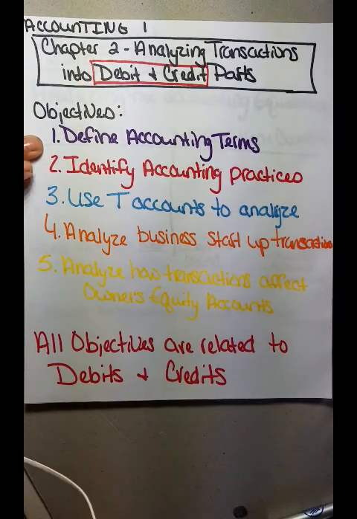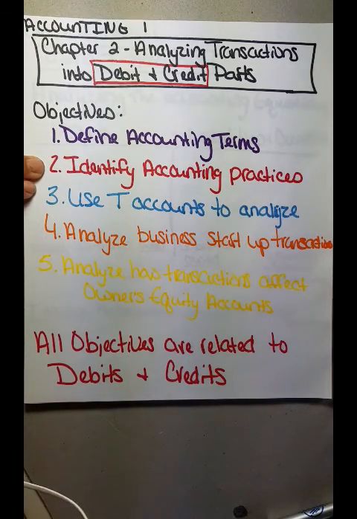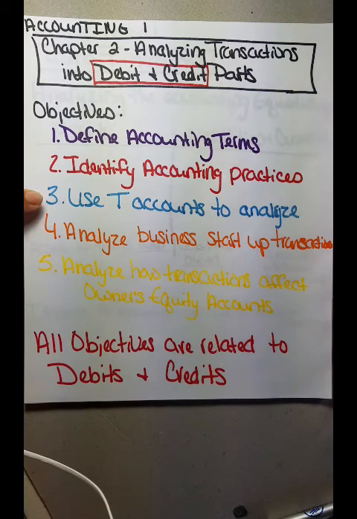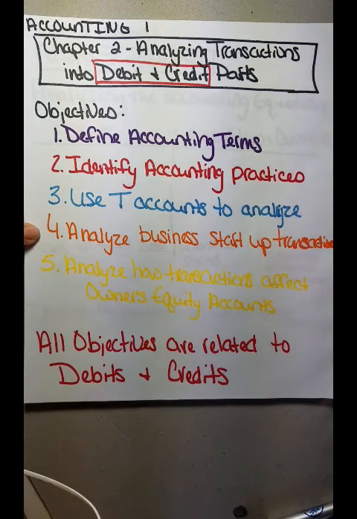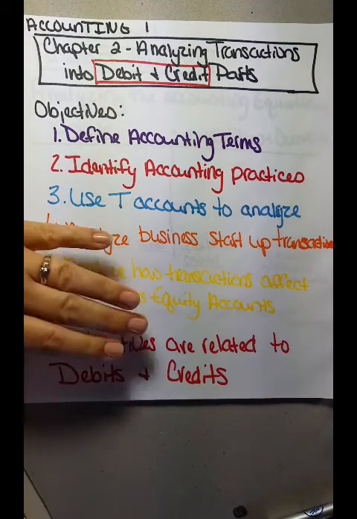So our objectives for this chapter are we are going to define all the accounting terms that are related to debits and credits, identify the accounting practices used with debits and credits. We will begin using the T-accounts to analyze the transactions in the debits and credits. We will analyze the business startup transactions, and we're going to analyze how transactions affect the owner's equity account.